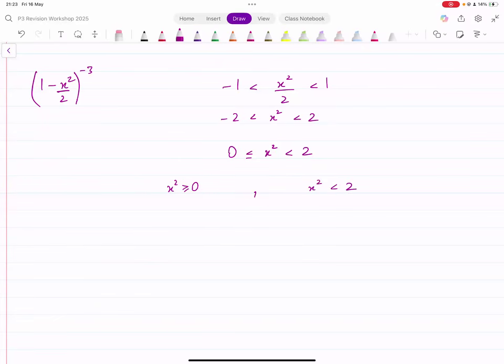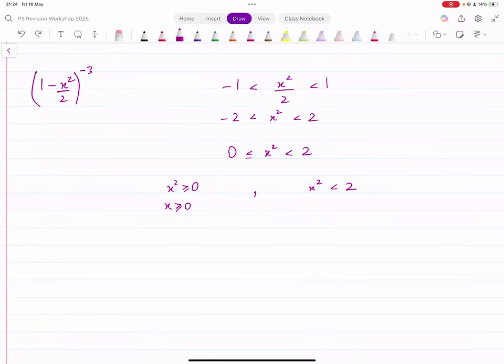Now it's a quadratic inequality. How do you solve quadratic inequalities? In the first case, it's just 0 on the other side, which would not make any difference. So from this, you just get x greater than or equal to 0. It's either this or the other condition. What's that? x² is less than 2.